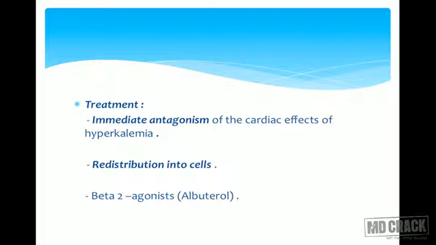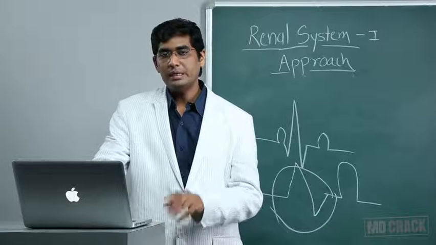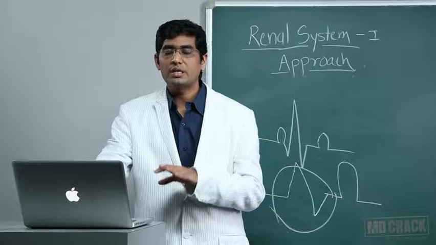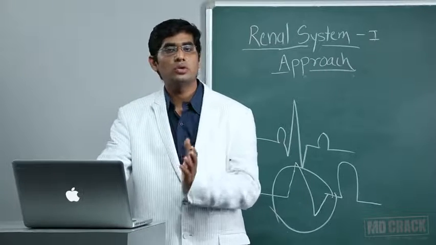It doesn't shift potassium inside the cell. It only stabilizes the electrical activity of the heart muscle, and the arrhythmogenic activity of the heart muscle can be controlled by giving calcium gluconate. So calcium gluconate is for immediate antagonism of the cardiac effect of hyperkalemia. This is again one question for your exam. The other approach for controlling hyperkalemia will be redistribution into the cell, and the fastest way of redistributing potassium from extracellular to intracellular is insulin dextrose or insulin glucose drip.